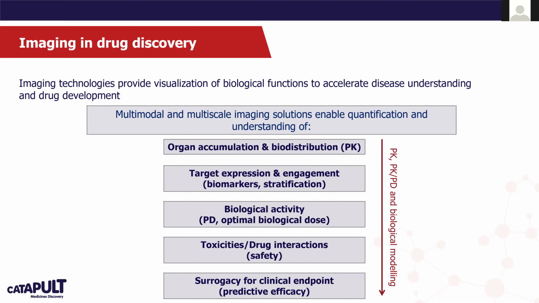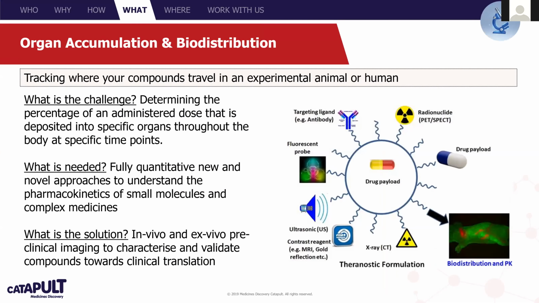Pathophysiologically, are we actually altering the biological state? Toxicities: is the drug safe to be used? And do our preclinical studies predict what you see in the clinic? Today, my focus in this webinar is on one of these subsets, and how we can use imaging to assess organ accumulation and distribution of a candidate compound.